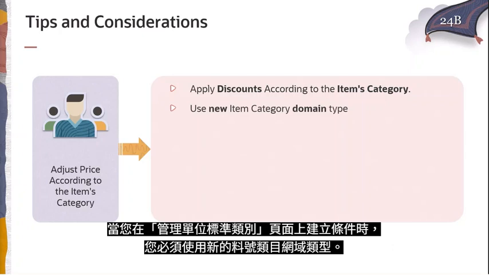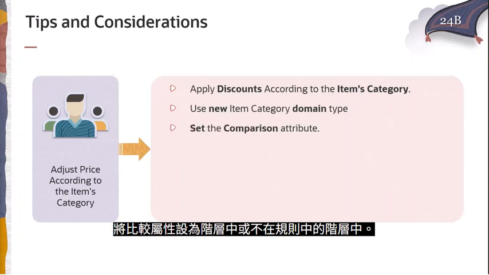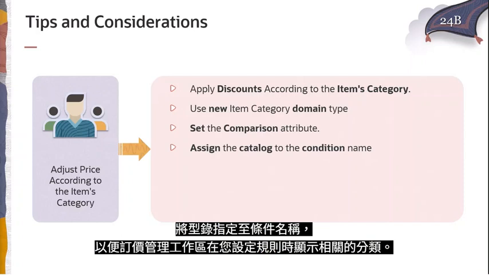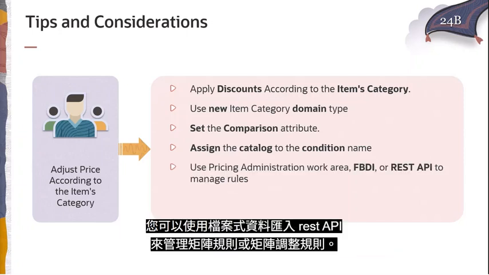You must use a new item category domain type when you create your condition on the manage metrics classes page. Set a comparison attribute to in hierarchy or not in hierarchy on your rule. Assign the catalog to the condition name so that the pricing administrative work area displays the relevant category when you set up your rule. You can use the pricing administration page to set things up. You can use file-based data import or REST API to manage your metrics rules or your metrics adjustment rules.